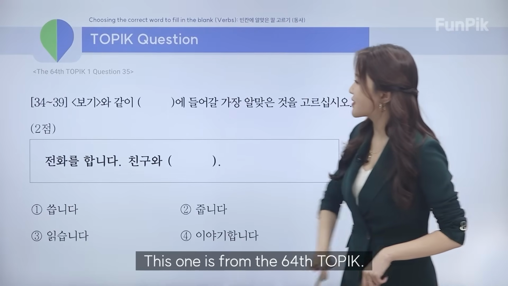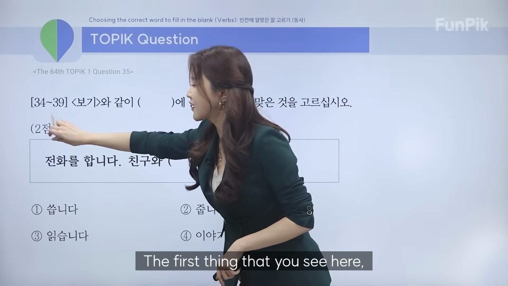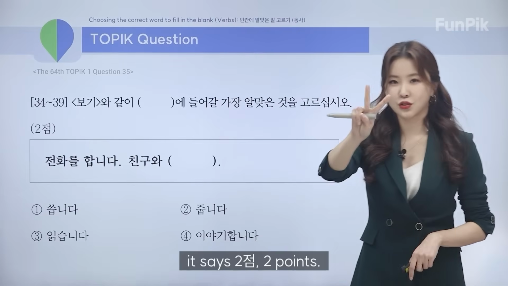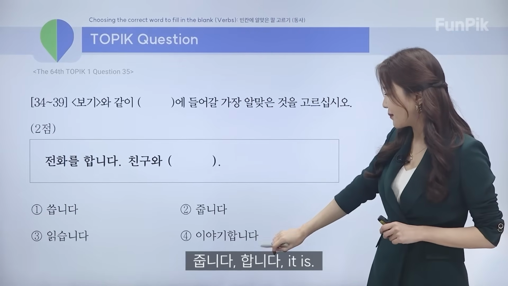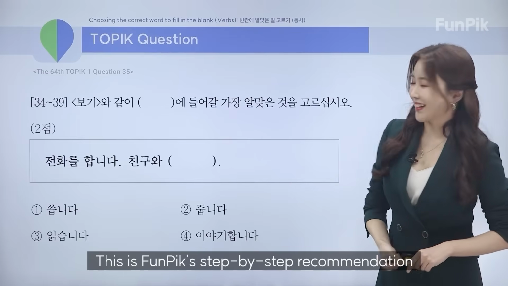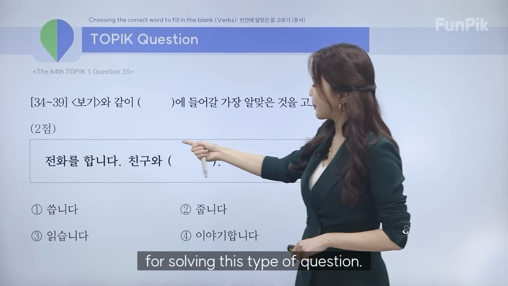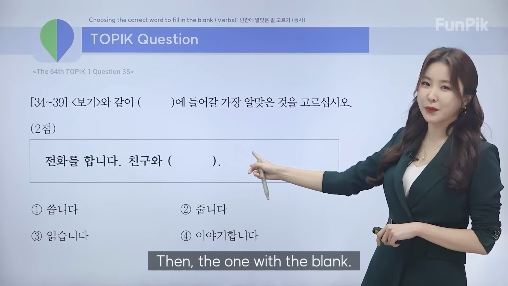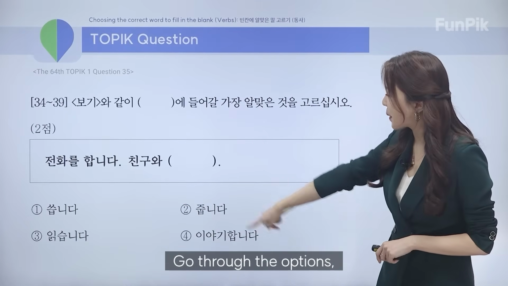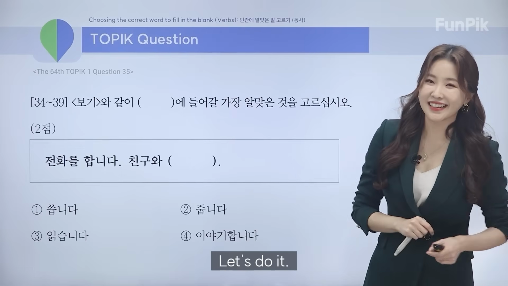This one is from the 64th TOPIK. Now the first thing that you see here, it says 2점, 2 points. So it's likely to be in the present tense. 줍니다, 합니다. It is. Okay, this is FunPik's step-by-step recommendation for solving this type of question. You first read the sentence without the blank, then the one with the blank, go through the options, put it in the blank, see if it sounds okay. All right, let's do it.